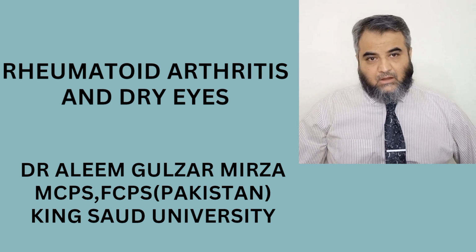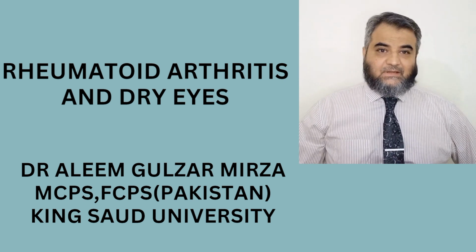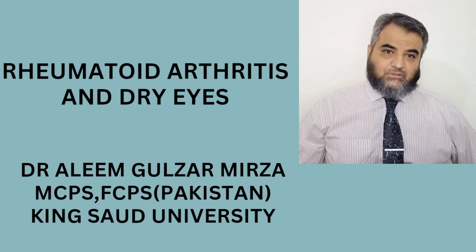Today our topic of discussion is rheumatoid arthritis and its association with dry eyes. We will see how it happens, what the clinical manifestations are, how it can be investigated, and what the possible treatments are. Rheumatoid arthritis is an autoimmune disease, and its prevalence has increased a lot in recent decades. If we talk about the eye complications, and particularly dry eyes, it causes dry eyes by affecting the lacrimal gland.